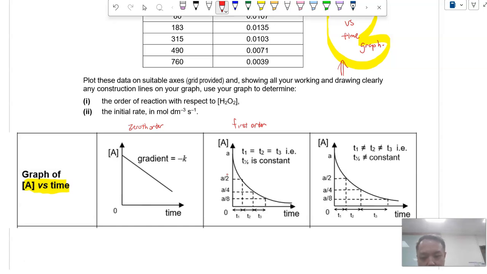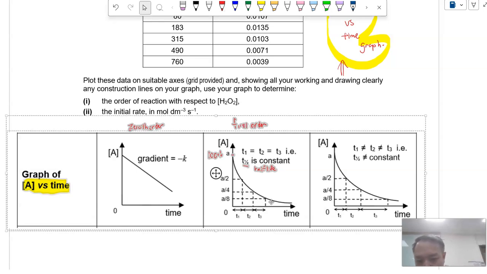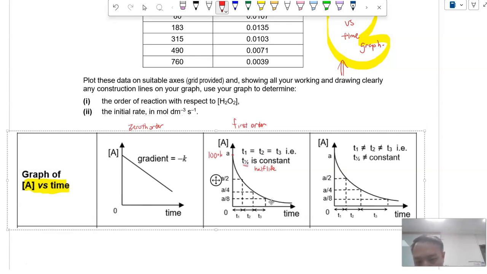that's where we have what we call a constant half-life. So it's a curve, it's an exponential decay, but we have a constant half-life. So recall what's the definition of half-life? Half-life is the time taken for the initial concentration. So in this case, example, I start from time t equals 0, 100% to drop to 50%. This will tell me the half-life.